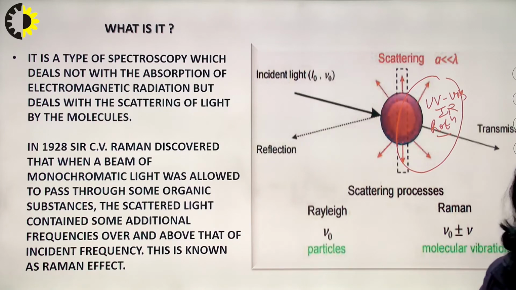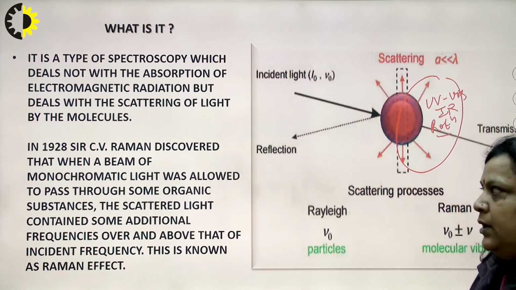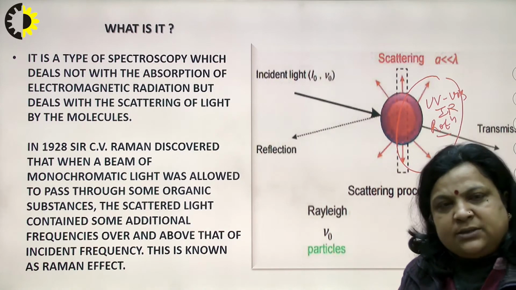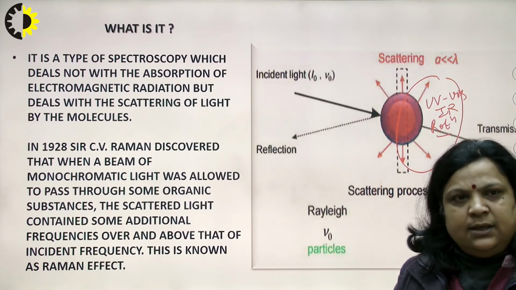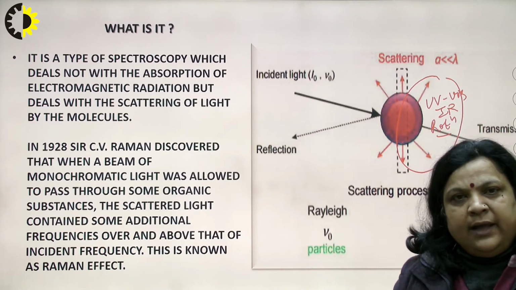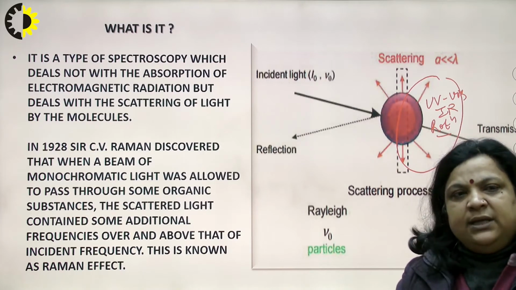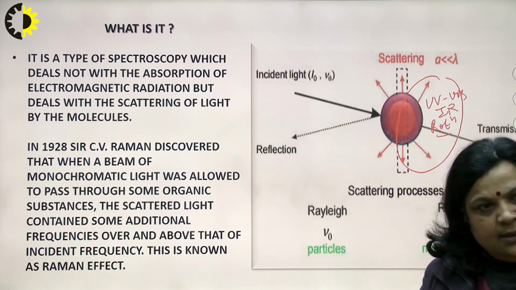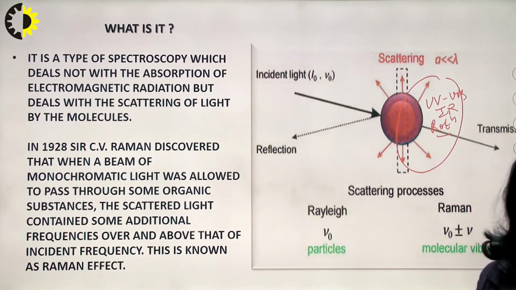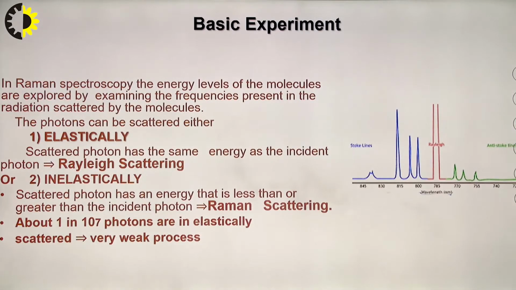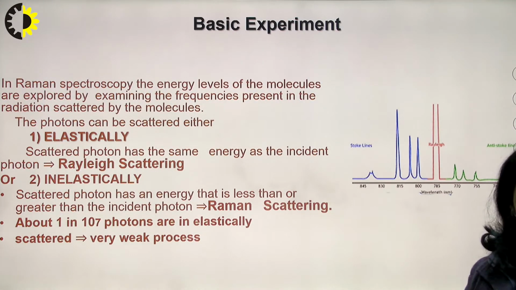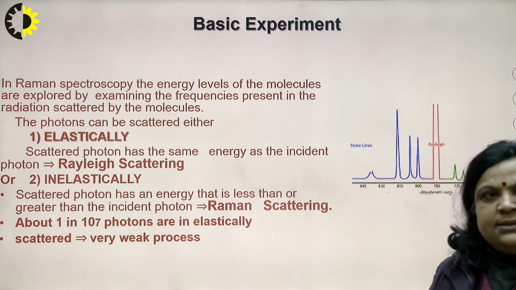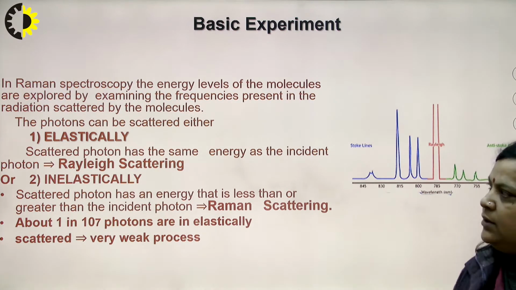So, in 1928 Sir C.V. Raman discovered that when a beam of monochromatic light was allowed to pass through some organic substances, the scattered light had some additional frequencies over and above that of the incident frequency, and this is known as the Raman effect. So, in this spectroscopy the energy levels of molecules are explored by examining the frequencies present in radiation scattered by the molecule.